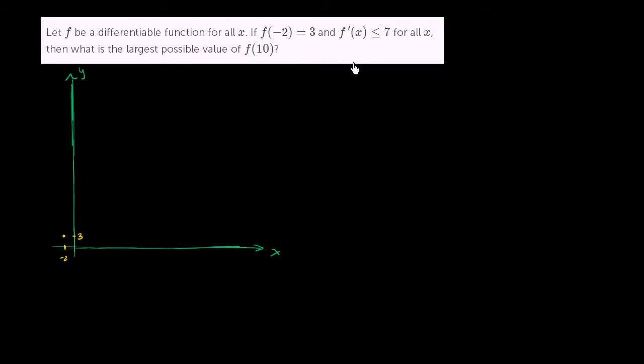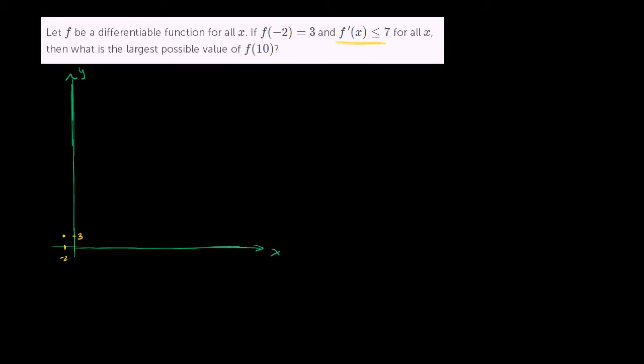And they tell us that f prime of x is less than or equal to 7, that the instantaneous slope is always less than or equal to 7. So really the way to get the largest possible value of f of 10, we don't have to necessarily invoke the mean value theorem, although the mean value theorem will help us know for sure, is to essentially max this thing out. If we assume that the instantaneous rate of change just stays at the ceiling right at 7.